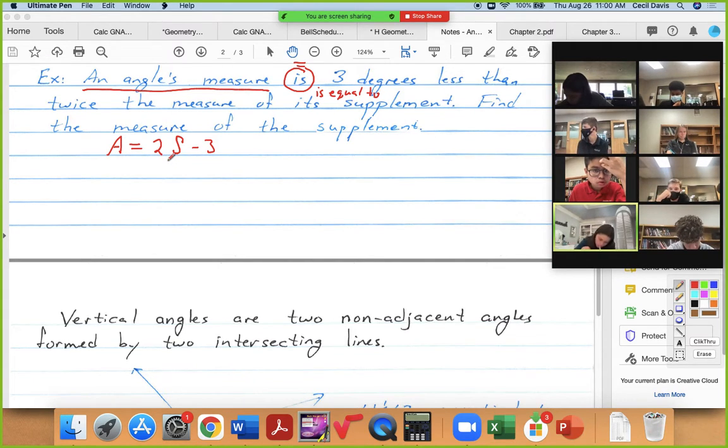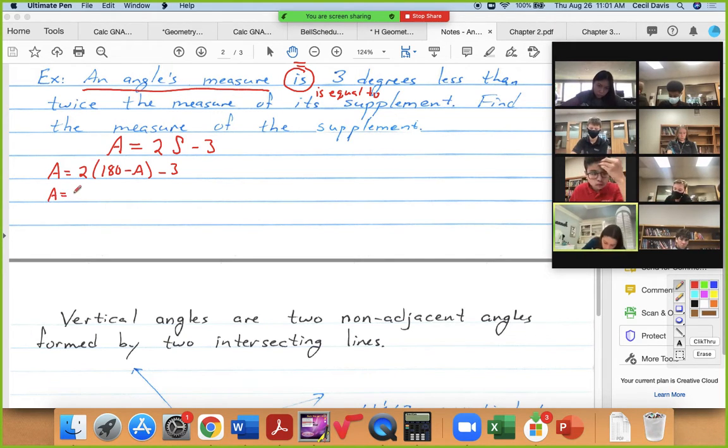At this point, you have 2 choices. You can use the idea of the supplement of an angle that we did just a second ago, or you can write a second equation. I'm going to show you both, and it's going to be up to you to decide which one you want to do. So if you use the idea from above, we know that the supplement of an angle is 180 minus the measure of the angle. So you could do A equals 2 times the supplement, which is 180 minus the measure of the angle, minus 3.